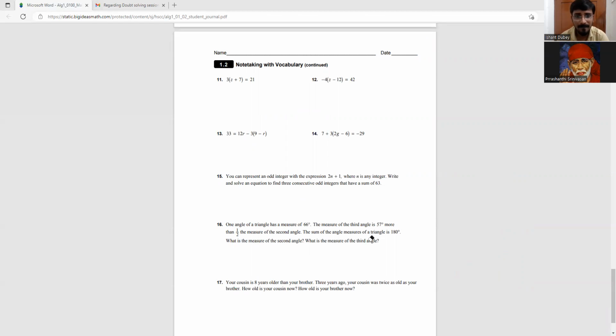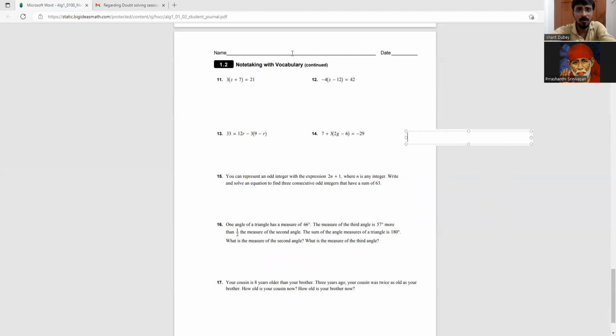One angle of a triangle has a measure of 66 degrees. The measure of the third angle is 57 degrees more than half the measure of the second angle. The sum of the angle measures of a triangle is 180 degrees. What is the measure of the second angle? What is the measure of the third angle?